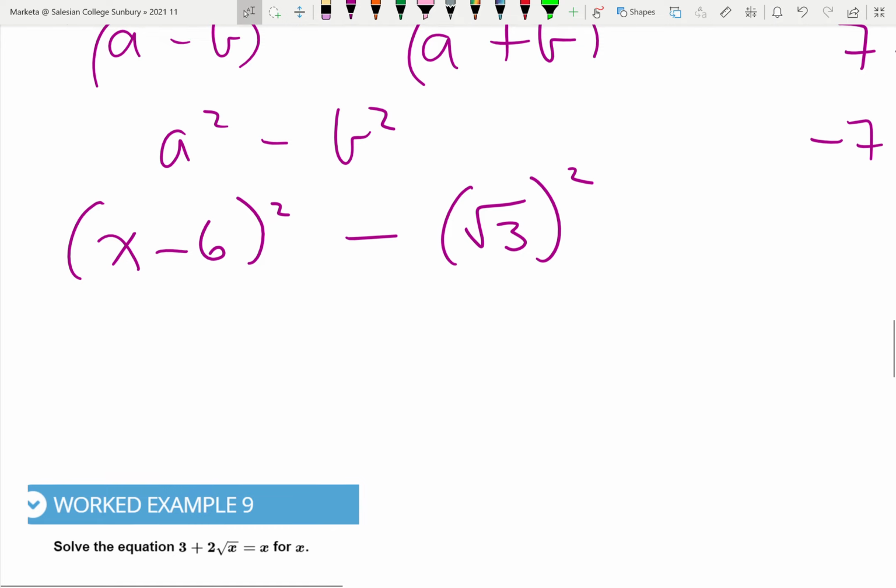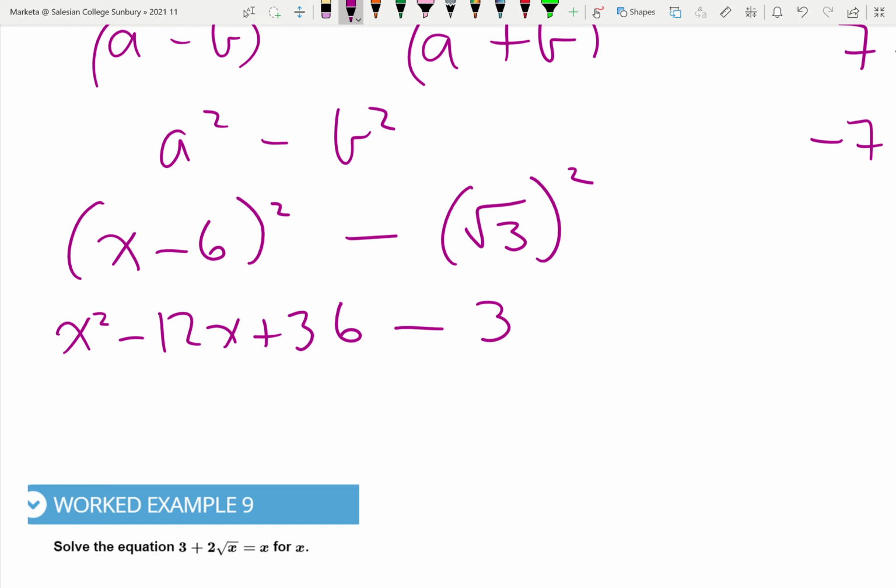So let's expand. You can FOIL this if you want, but I'm just going to use the identity. A minus B squared is A squared minus 2AB plus B squared. So that's going to give me x squared minus 12x plus 36 minus root 3 squared is 3, not 9, because it's root 3 times root 3. That equals root 9, which equals 3. So be careful, that's a common, not even misunderstanding, just weird mistake. So x squared minus 12x plus 33.